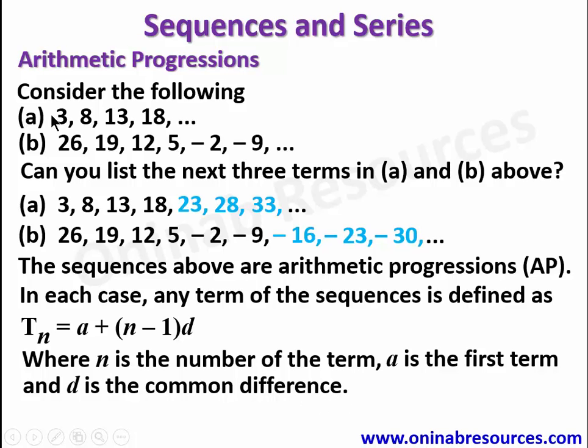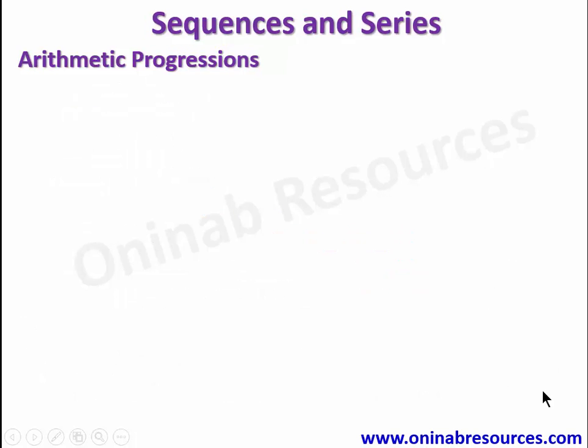And like we can see in A, we have the first term to be 3. The common difference there is 5, because we have added 5 to every term to get the next term. So from here we go to solve some examples.